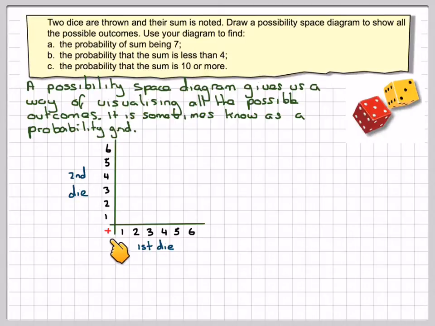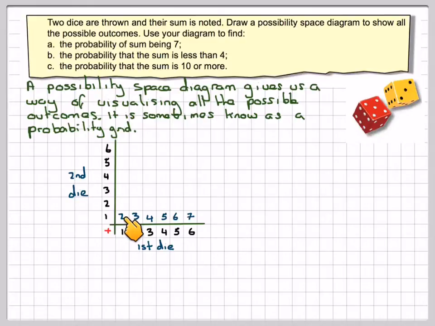We're doing the sum, so I'm going to put a plus there. So 1 plus 1 will give me 2. So if I get a 1 and a 1, the sum is 2. If I get a 2 and a 1, the sum is 3. 3 and a 1, the sum is 4. A 4 and a 1, the sum is 5. A 5 and a 1, the sum is 6. A 6 and a 1, the sum is 7.